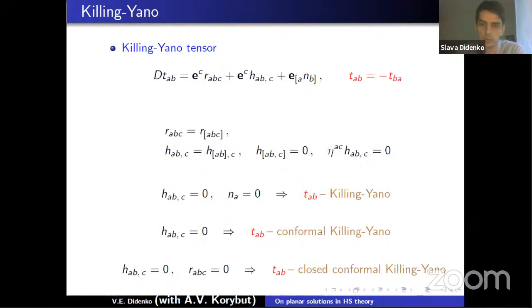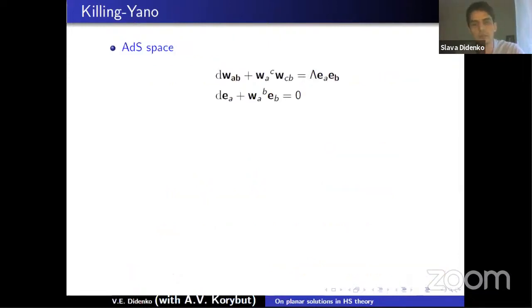And actually some of the d-dimensional generalizations of Kerr type, let's say, also have a closed conformal Killing-Yano. So you may wonder whether there are similar examples where the Killing-Yano may appear, and such a space is just AdS space. So consider the Cartan equations for AdS space, where the curvature is given by this cosmological term.